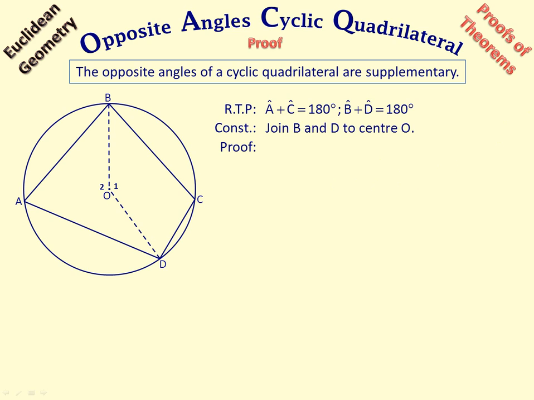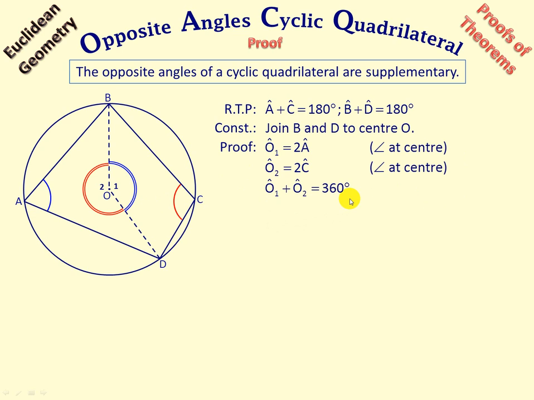Proof. Now we're going to use angle at center. So O1 is twice A. Reason: angle at center. O2 equals twice C. I could have put similarly, or I could just put angle at center as well. But now we know that O1 plus O2, if we look at that, is a full revolution. A full circle is equal to 360 degrees, angles at a point.